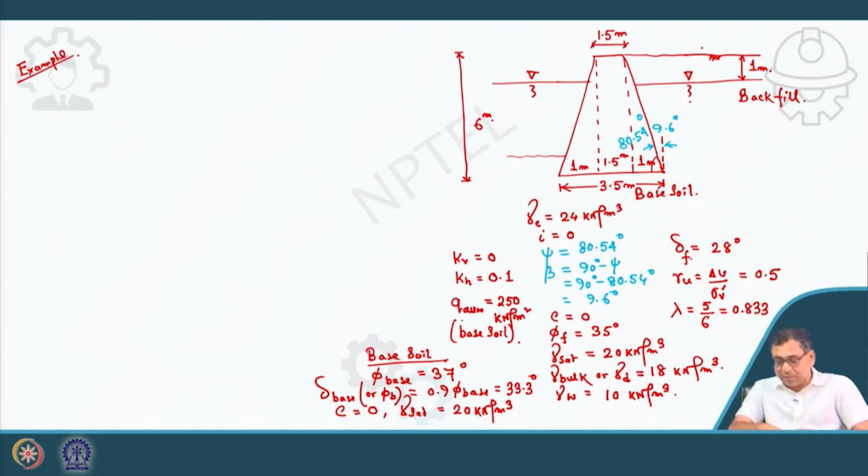Q allowable is also for the base soil, and then phi F, delta F, gamma sat, gamma bulk, gamma w are the fill soil values. So this is the difference between the fill soil part and the base soil part. So all the properties are given. Now I have to check the stability of this embankment or this wall. If it is stable, fine. If it is not, then I will make the retaining wall stable. I will show how we will check the stability for this retaining wall in the next class. Thank you.